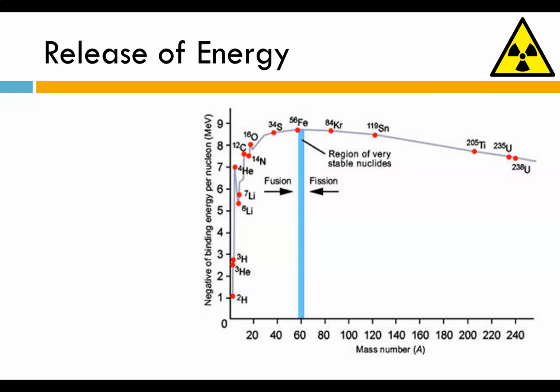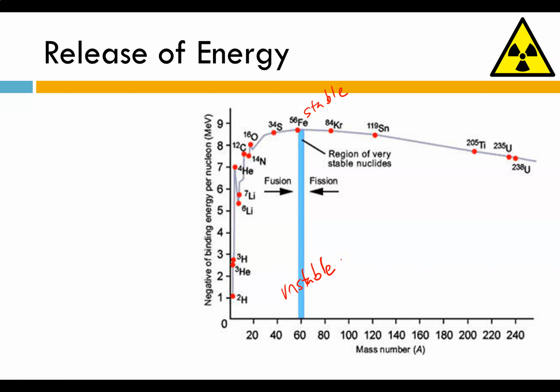Both fission and fusion result in the formation of more stable nuclides. So basically, you can think about the top of this chart being very stable. And as you get closer to the bottom, closer to the x-axis, you see unstable.